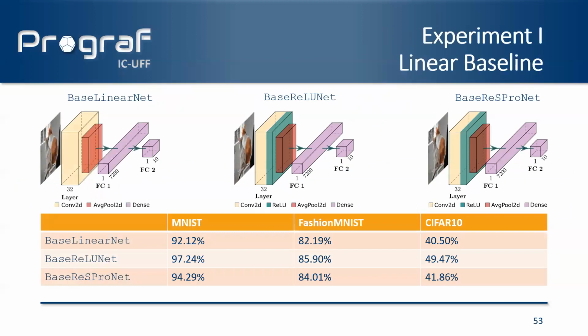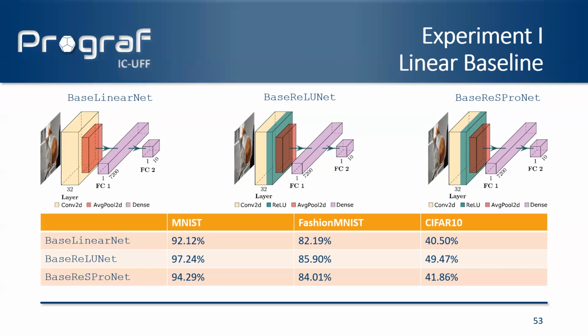Our first experiment aims to check if our activation function is better than a simple linear activation function. The architectures are based on a simple convolutional layer with linear activation and fully connected layers, a convolutional layer with ReLU as activation, and a convolutional layer implemented in an associative way using ConformalLayers and RES Pro. We've evaluated 3 data sets: MNIST, Fashion MNIST, and CIFAR10.